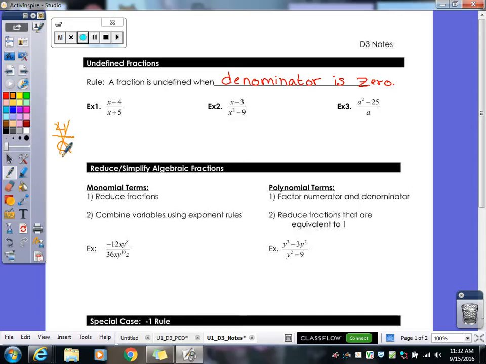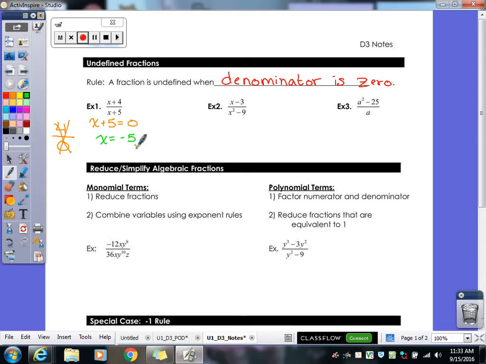So what happens with our algebraic fractions is we have to figure out, well, what number would x have to be in order for the undefined fraction to happen. So the way we do that is you take your denominator and your denominator only, and you set it equal to 0. And then all you have to do is solve for x. So in this case, I would subtract 5 over, and I would get x equals -5.